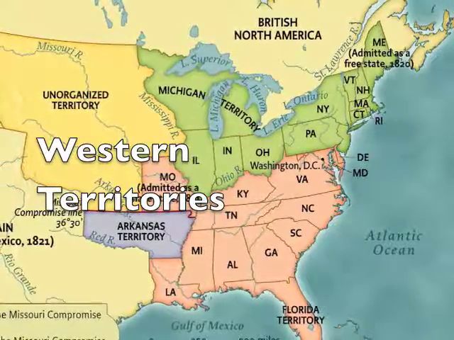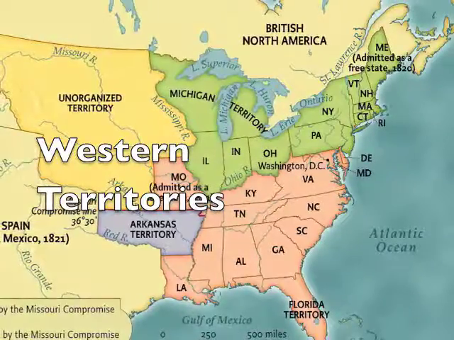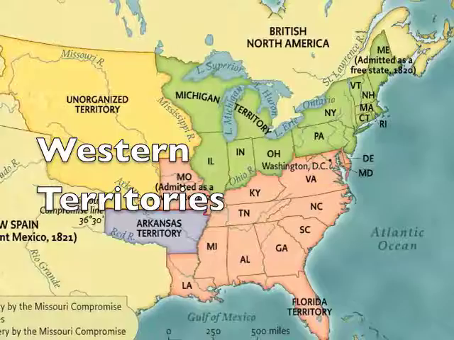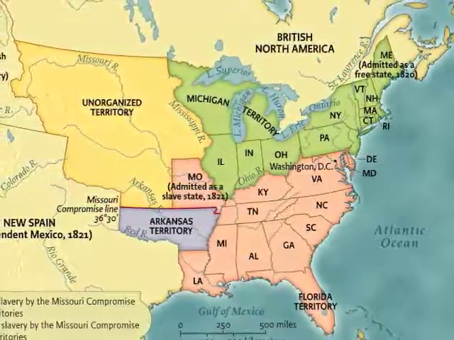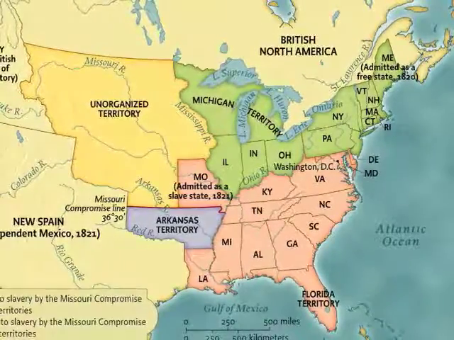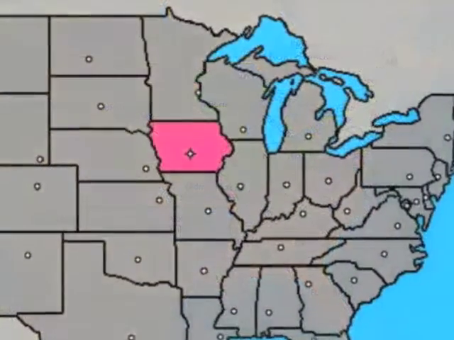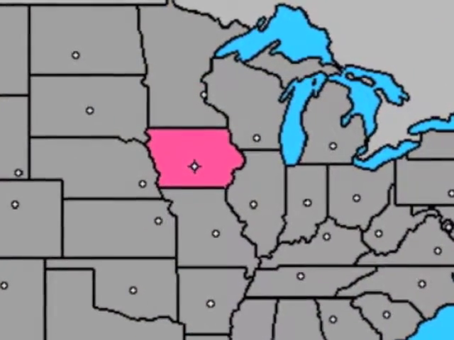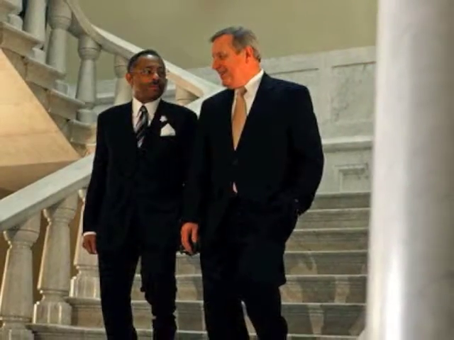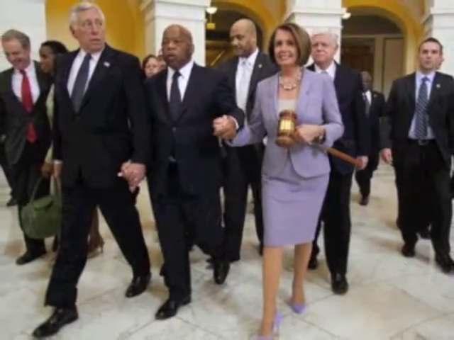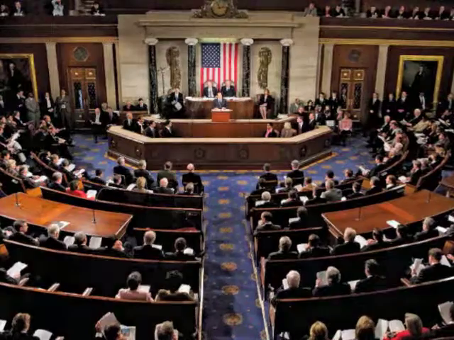And states were beginning to form in those areas, and there was a big question over whether or not those new states should be allowed to be slave states. Here's the reason why this idea of new states created so much controversy back in 1820. You see, when a new state gets created and admitted into the United States, that state gets to send 2 senators and a number of congressmen to Washington, D.C. to vote on the laws for the entire country.